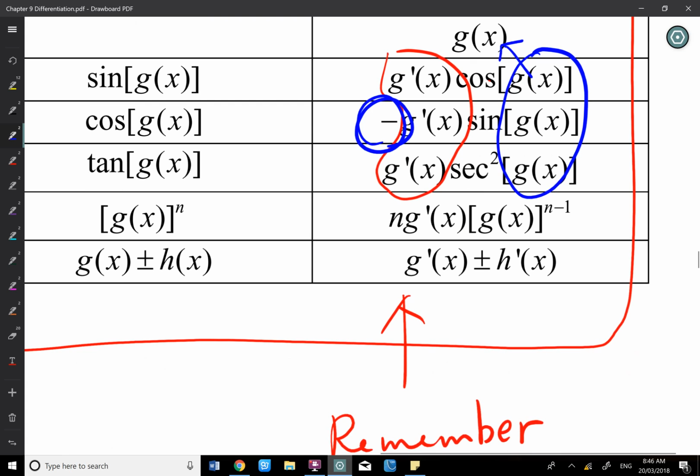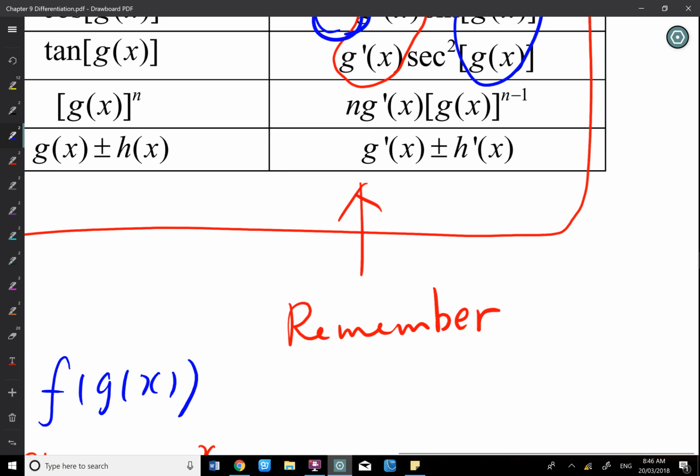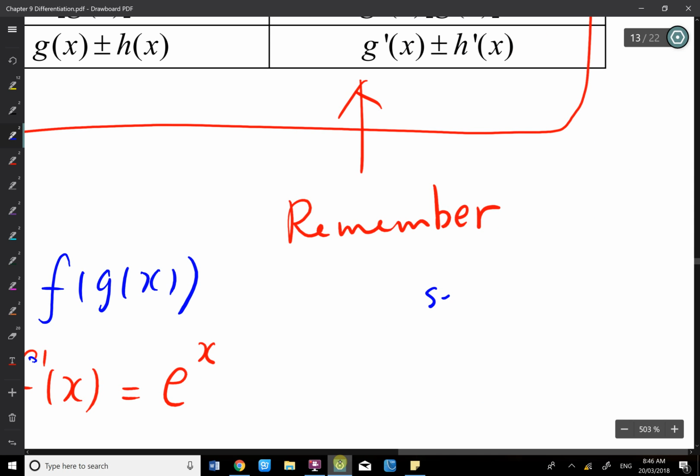And tangent is a little bit interesting. Tangent will become secant squared. What is secant squared? I'll write it here. Secant x equals 1 over cosine x.